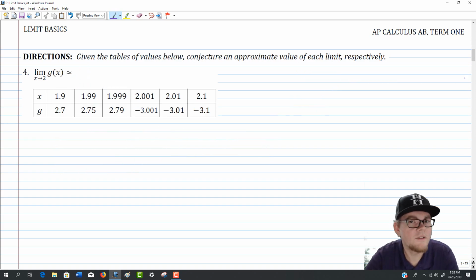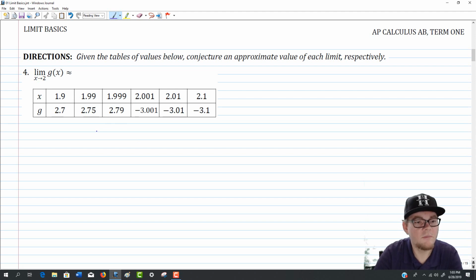So moving on to number 4. Similar strategy, or exact same directions. We're still going to use a table to try to approximate a value of a limit. So in this case, though, we've got a slightly different situation.